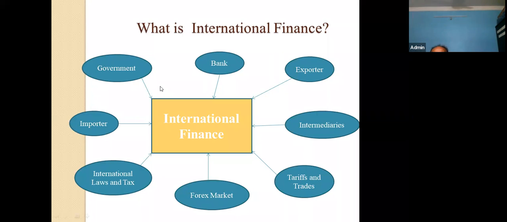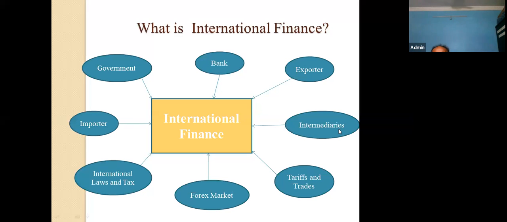Now, if you are asked, maybe in an interview or maybe in an examination, what is international finance? Please remember this bullet point which I have shown on the screen. International finance deals with domestic banks as well as international banks. Then international finance also deals with exporters.